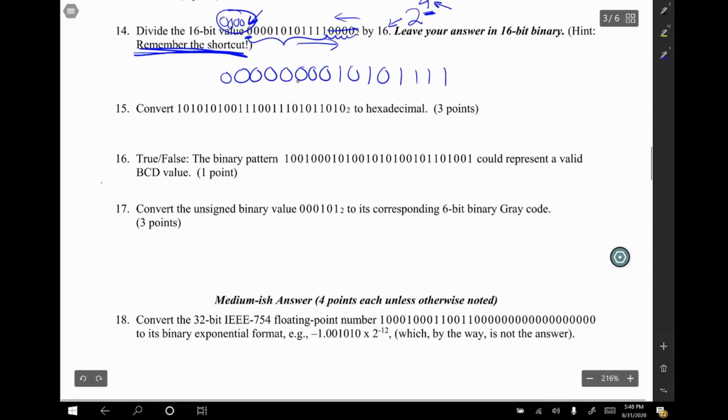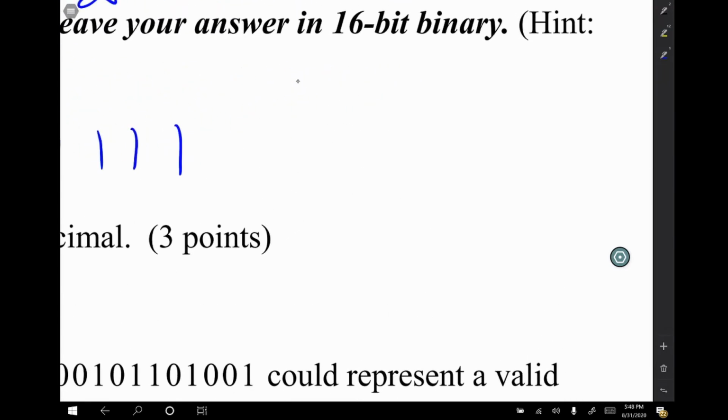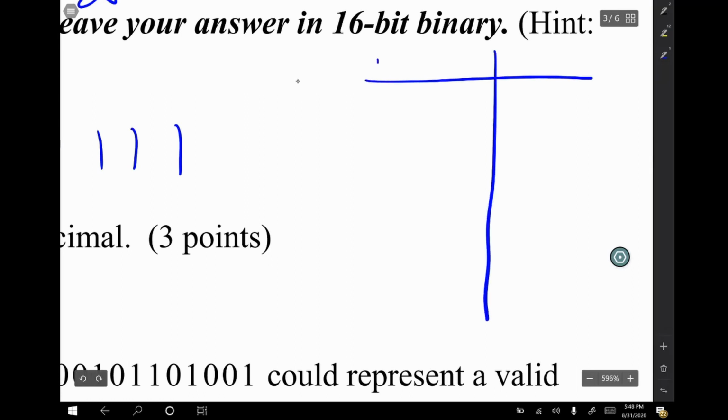Okay, so let's look at problem 15. Now in problem 15, all I'm asking you to do is convert that binary pattern of ones and zeros to hexadecimal. This is merely a matter of dividing it into nibbles and representing each one of those nibbles with the hexadecimal pattern. Well, let's go ahead and make a little table over here to the right, which shows for all the different nibble patterns what is our hexadecimal equivalent?